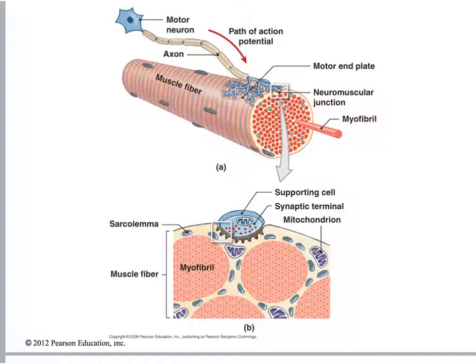This slide shows you the motor neuron, the motor end plate, the neuromuscular junction, the muscle fiber, and the myofibrils.